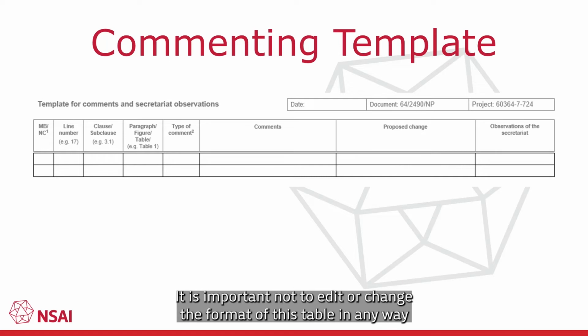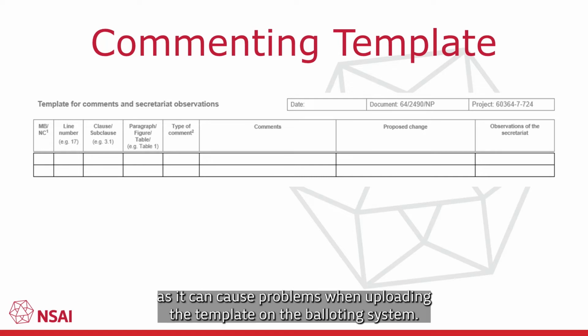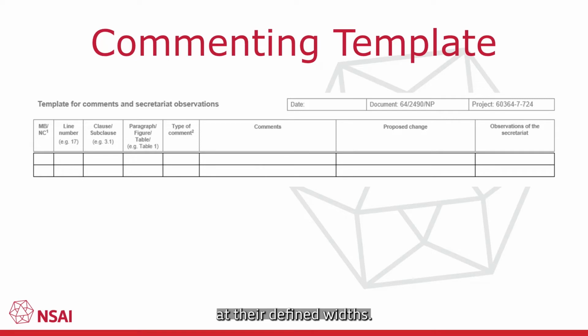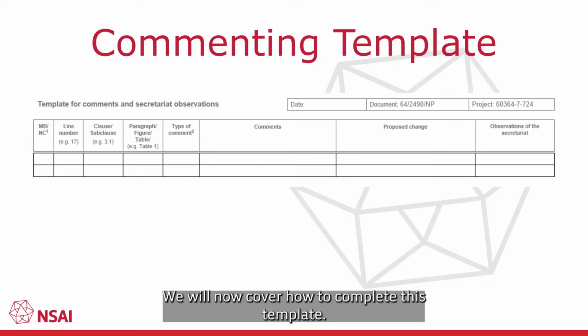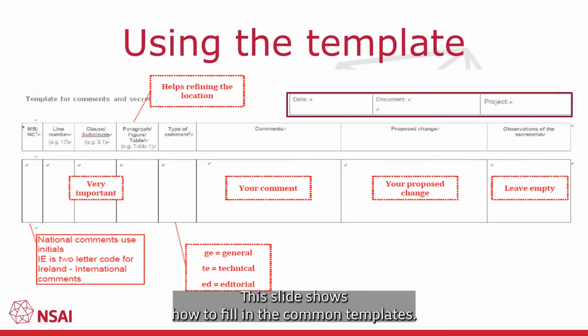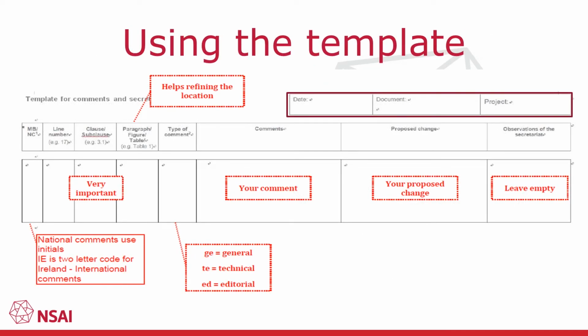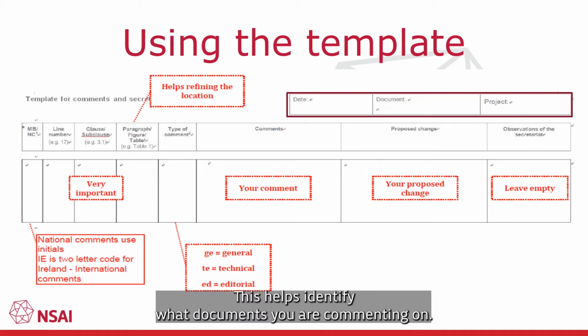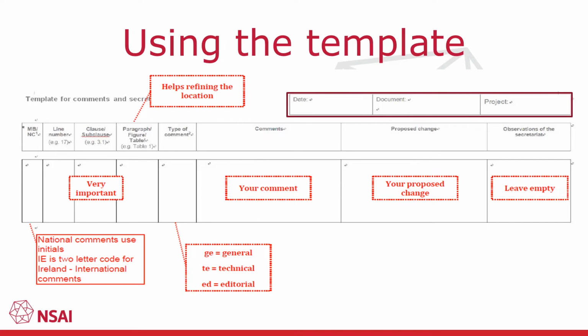It is important not to edit or change the format of this table in any way, as it can cause problems when uploading the template on the balloting system. Please ensure you use the default fonts and leave the columns at their defined widths. We will now cover how to complete this template. Next slide. This slide shows how to fill in the comment template. Start by filling in the date, the document and project if known. This helps identify what document you are commenting on.